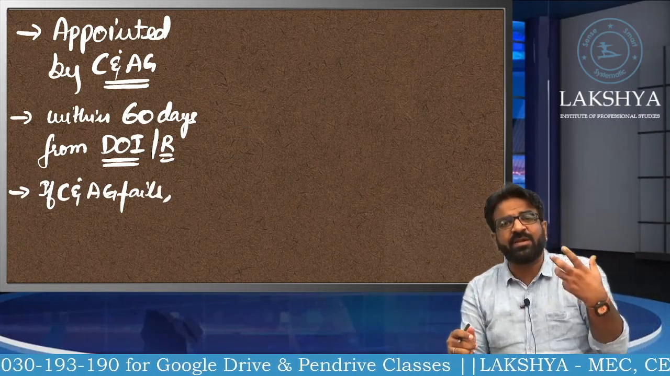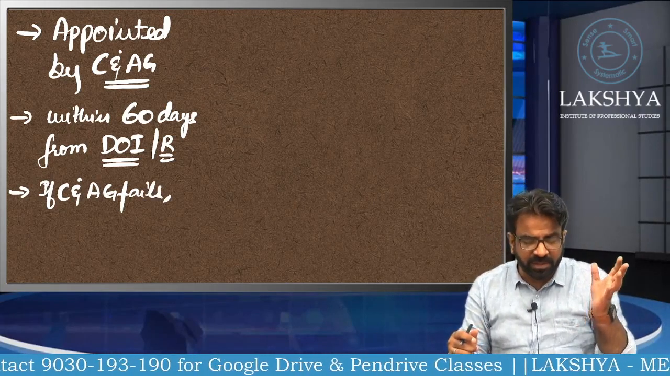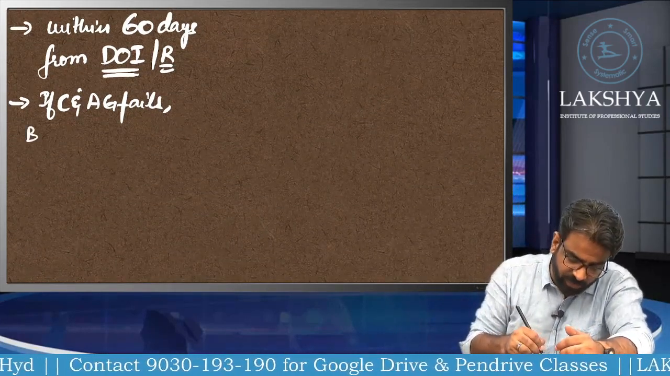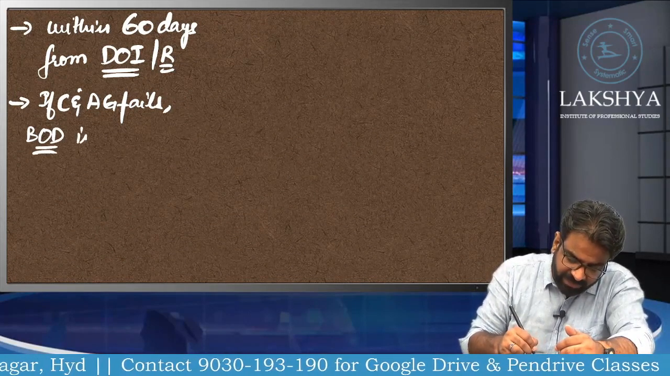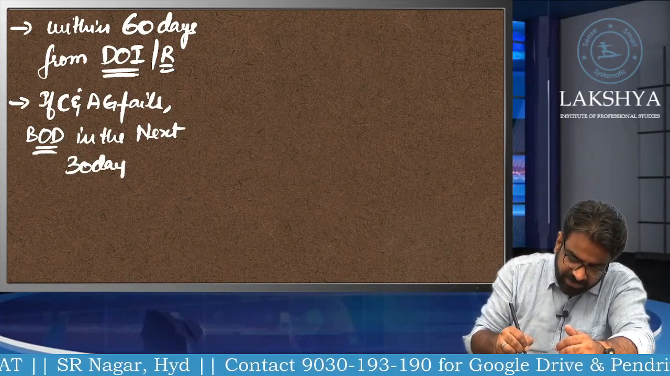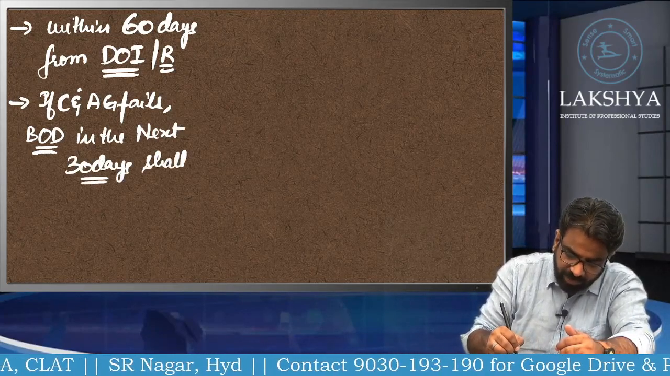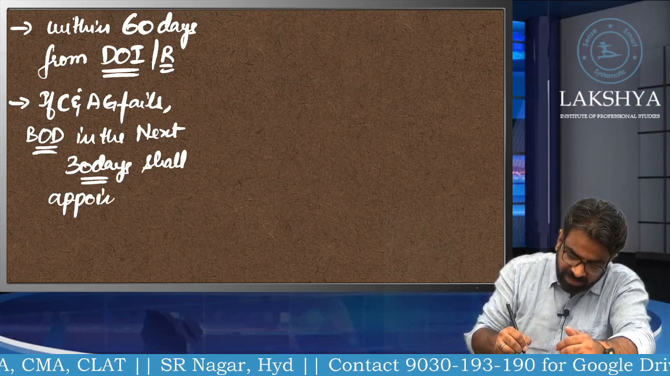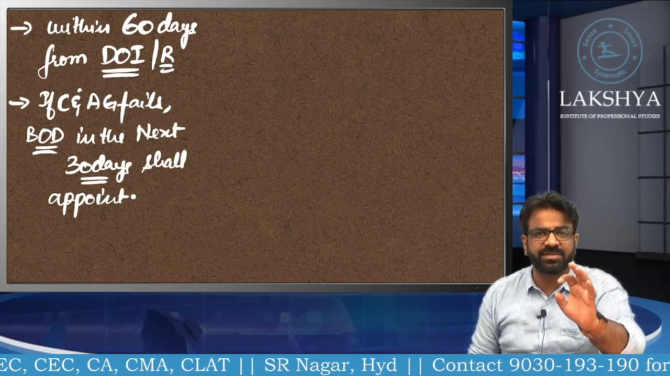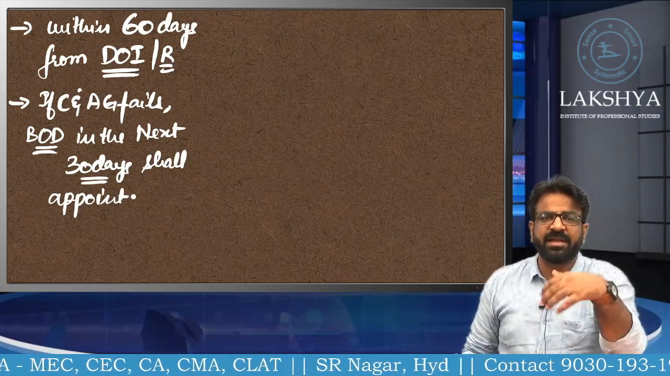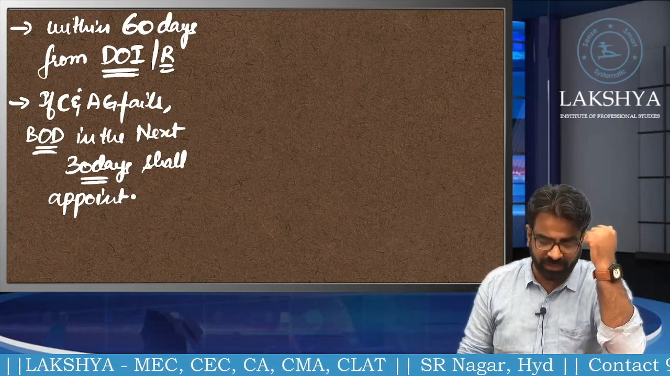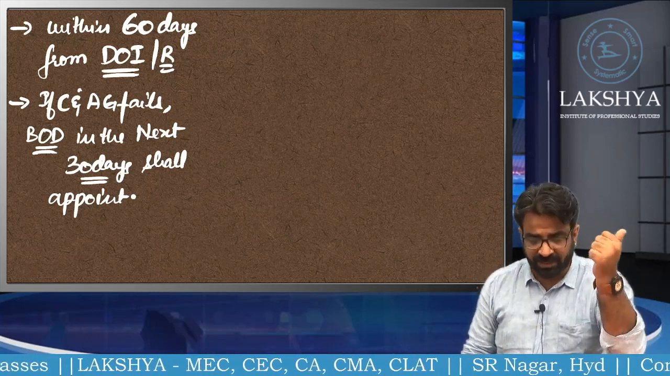If the C and AG does not appoint the first auditor within 60 days, then this power will be handed over to the board of directors in the next 30 days. Board of directors in the next 30 days shall appoint. Are you guys able to understand? If the C and AG fails to appoint the first auditor within the first 60 days from the date of incorporation, then the C and AG delegates this power to board of directors. Board of directors will appoint the first auditor within the next 30 days, right?